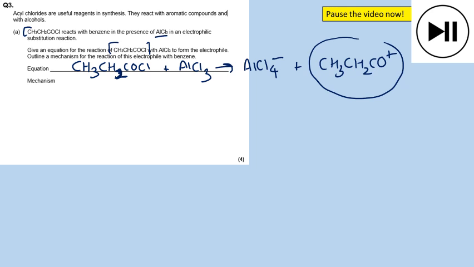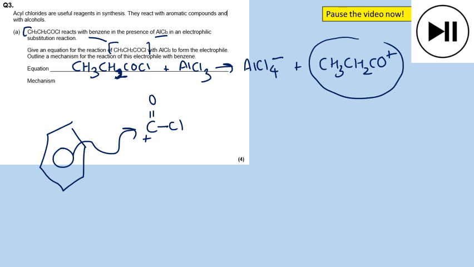And now the mechanism, what's it with? It's with benzene, so it's again autopilot now. It's electrophilic substitution. This goes towards our electrophile to the carbon, CH2, CH3. I'm going to draw my intermediate now. It does not matter where I put this on the ring. I'm going to put it over here.